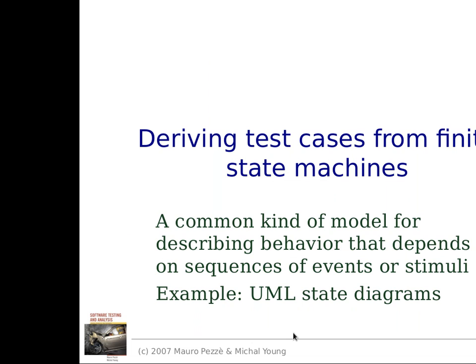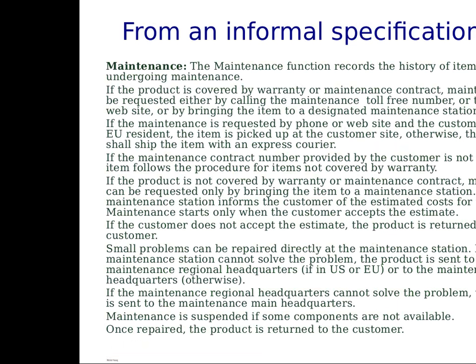All right, so let's go ahead and start talking about different ways to come up with model-based testing, and we're going to go into different types of models and how we can derive test cases from them. The first one we're going to look at is the finite state machine. It's a very common model. One example is UML state diagrams, but you can have other state diagrams as well.